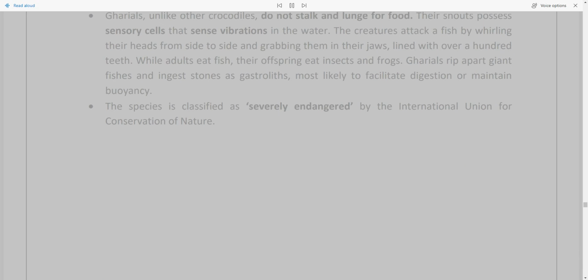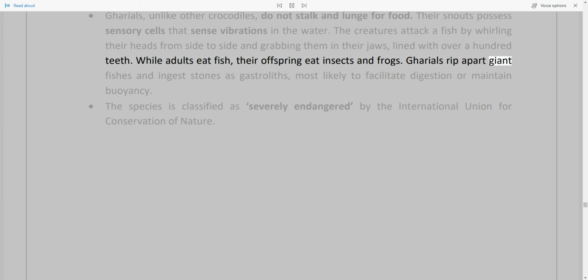Gharials, unlike other crocodiles, do not stalk and lunge for food. Their snouts possess sensory cells that sense vibrations in the water. The creatures attack a fish by whirling their heads from side to side and grabbing them in their jaws, lined with over 100 teeth. While adults eat fish, their offspring eat insects and frogs.